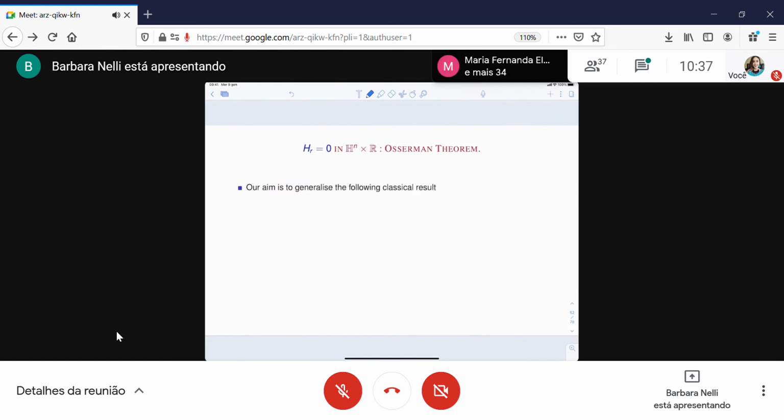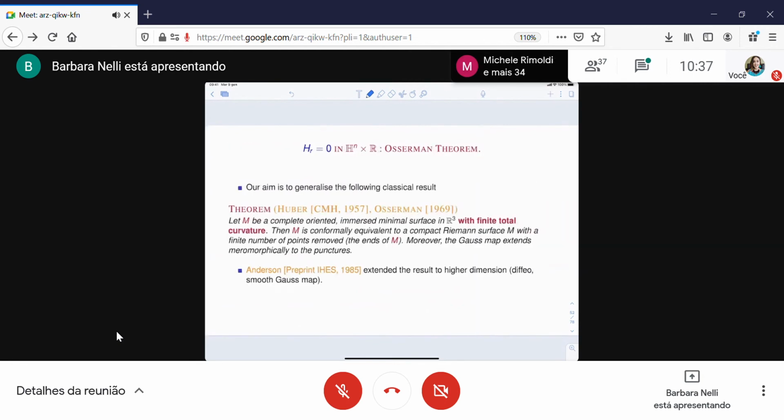Now the second result is of a different taste. It's more like Osserman's theorem. So let me state Osserman's theorem. If you have a complete minimal surface immersed in R^3 with finite total curvature, then M is conformally equivalent to a compact Riemann surface with a finite number of points removed, the ends. Moreover, the Gauss map extends meromorphically to the punctures. It's a very classical theorem, very nice and interesting.